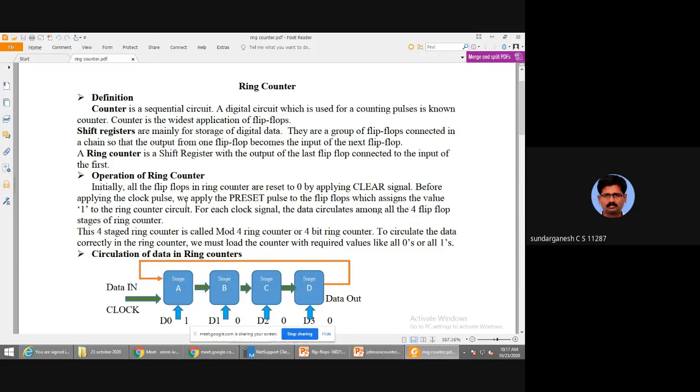Initially, you have to reset all the flip-flops. Before applying the clock pulse, you have to apply the preset pulse to make the first flip-flop value 1 in the ring counter. For each clock signal, the data circulates through all the 4 flip-flop stages of the ring counter.